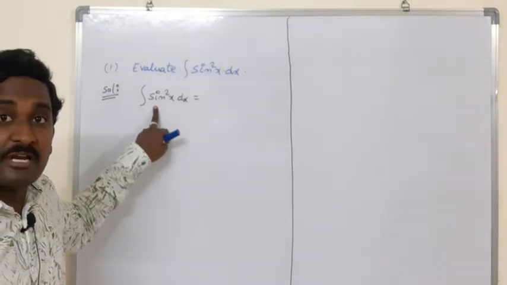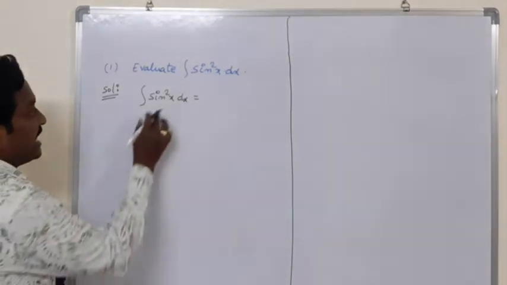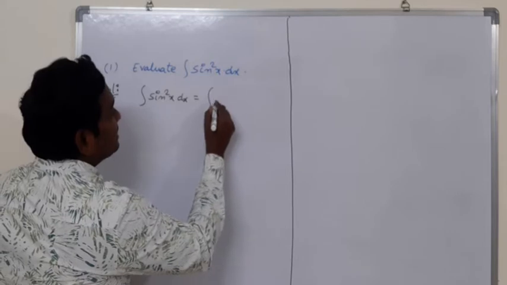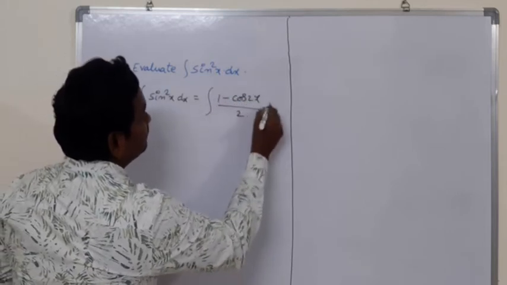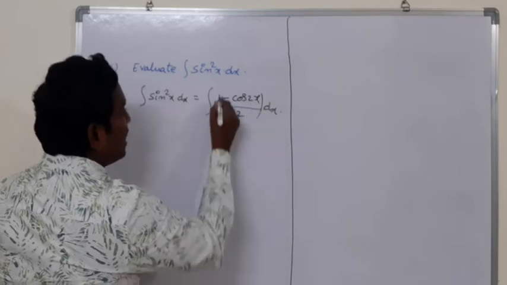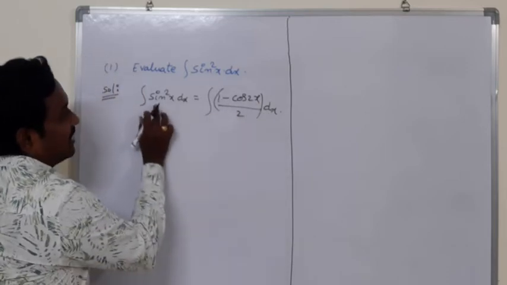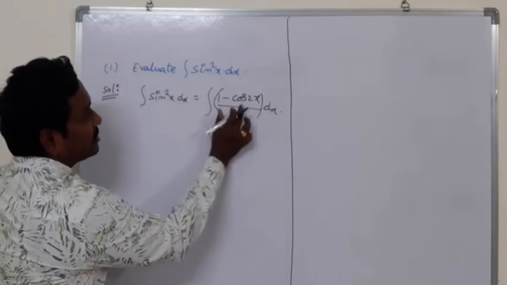From the knowledge of trigonometry, we know that sin square x is (1 minus cos 2x) by 2. This is the formula for sin square x. Sin square x is equal to (1 minus cos 2x) by 2.